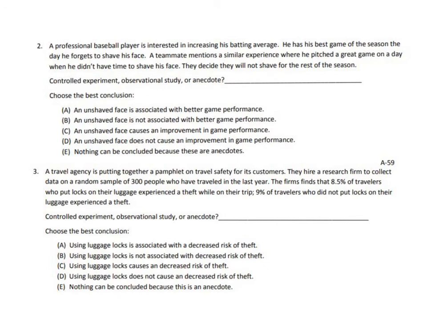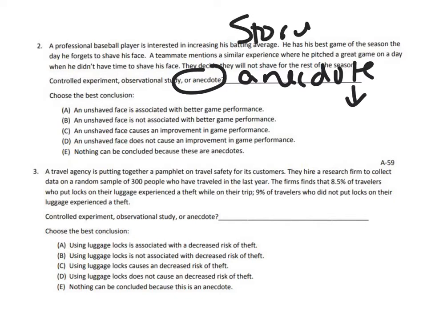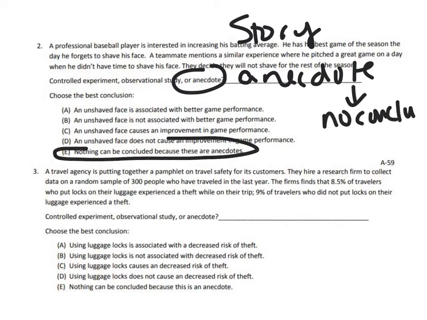Okay, a professional baseball player is interested in increasing his batting average. He has his best game of the season the day he forgets to shave his face. His teammate mentions a similar experience where he pitched a great game on a day when he didn't have to shave his face. They decide they will not shave for the rest of the season. So this is an anecdote, because basically that's just a story. An anecdote is just a personal story, and so there's no conclusion for an anecdote. Nothing can be concluded because these are anecdotes.